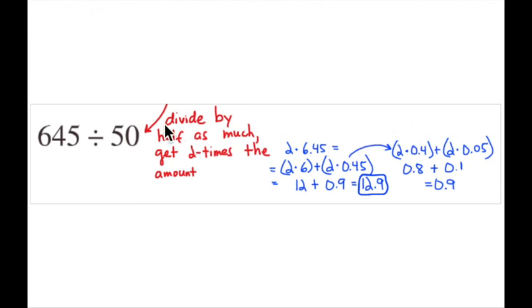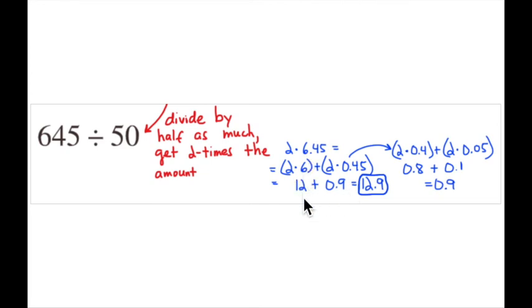All right, the next step was to divide it by 50. So you're going to divide by half as much. So you're going to get 2 times the amount. So I'm going to go through and show you some thinking behind that. So I'm going to get 2 times 6 45/100. So I'm going to use the distributive property. I'm just mentally going to do this quickly in my head.